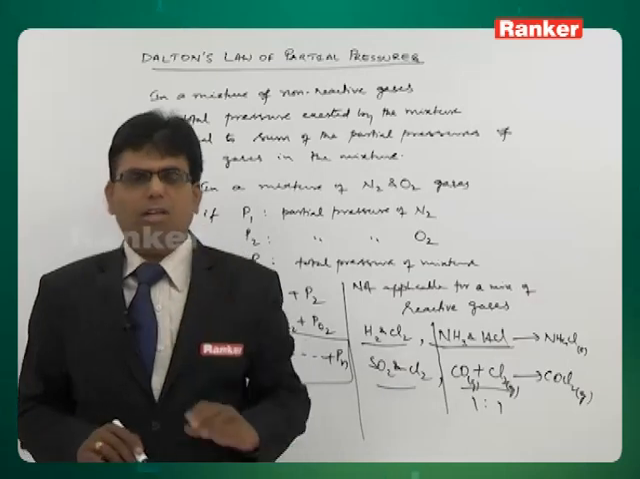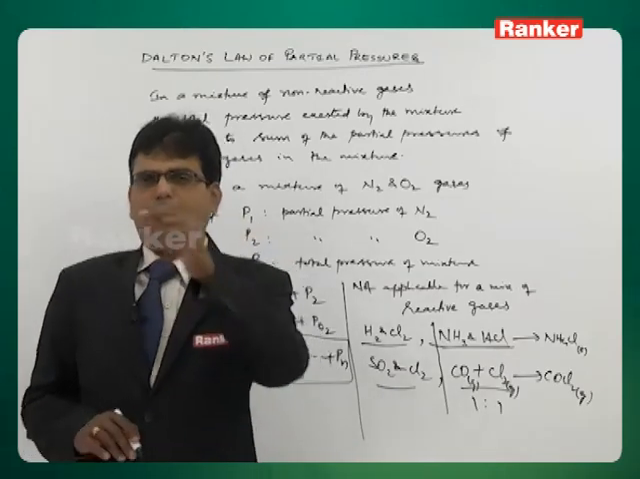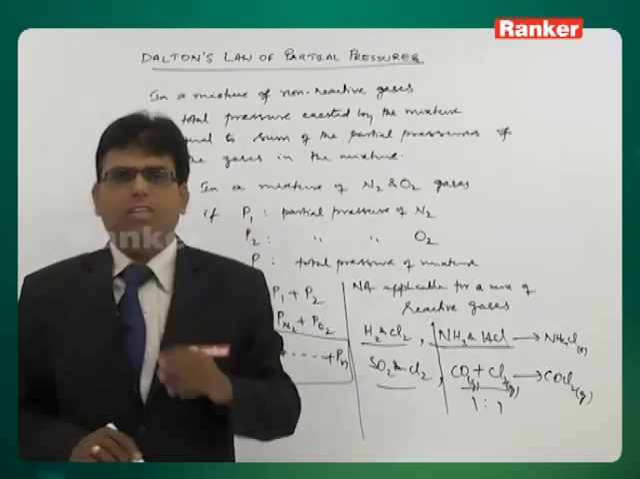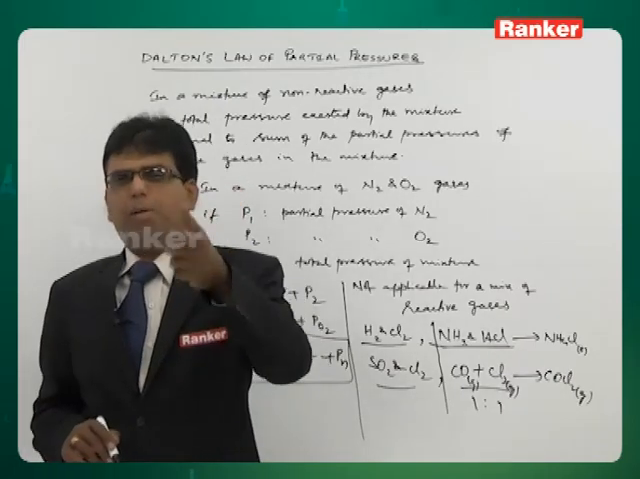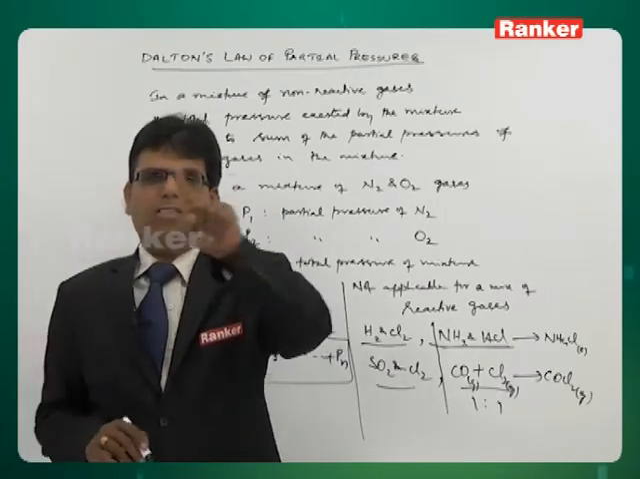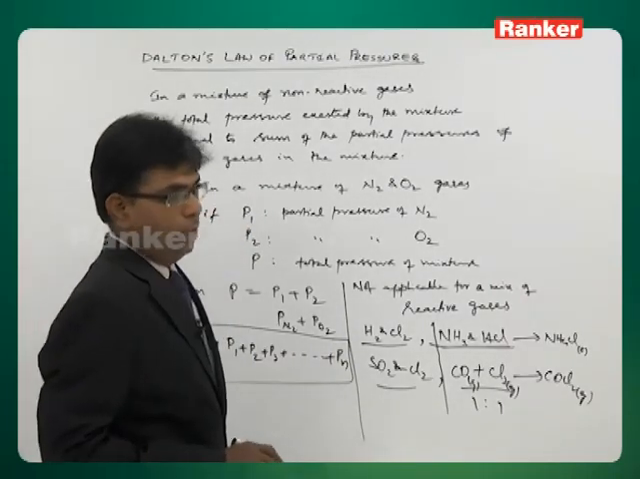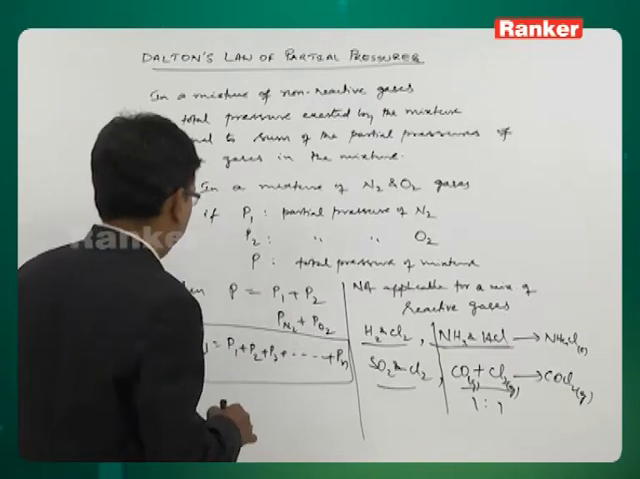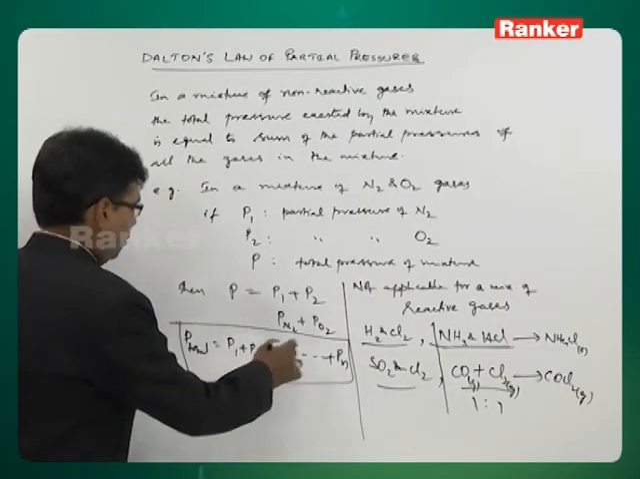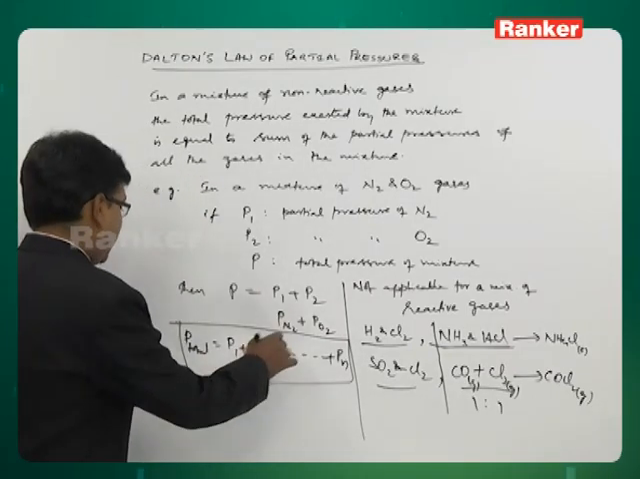Suppose nitrogen mole fraction is 0.1, oxygen mole fraction is 0.2, helium mole fraction is 0.3. Then obviously the pressure exerted by helium will be more than the pressure exerted by nitrogen and oxygen. So, this in turn depends on what? The mole fraction of each gas in the mixture.